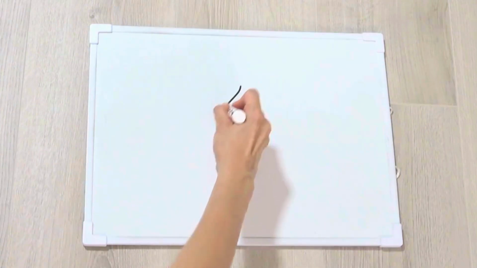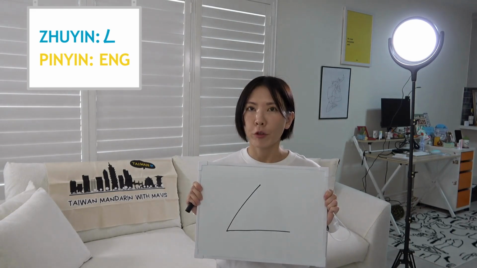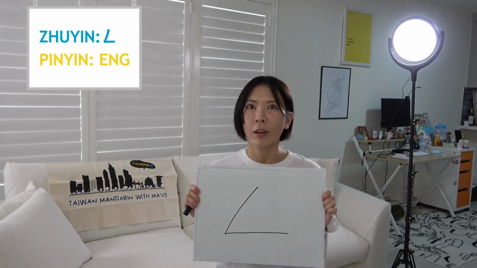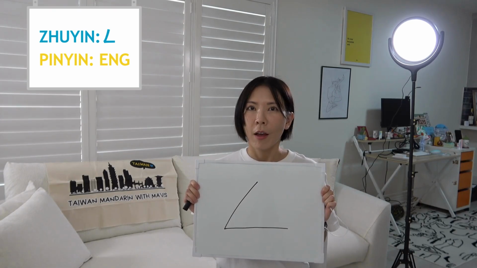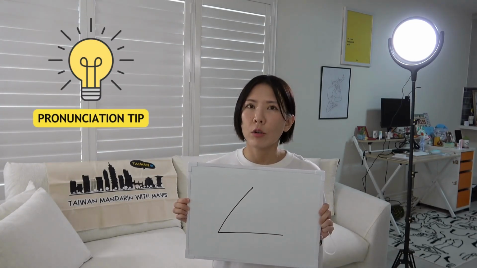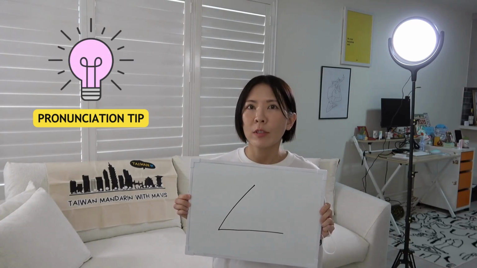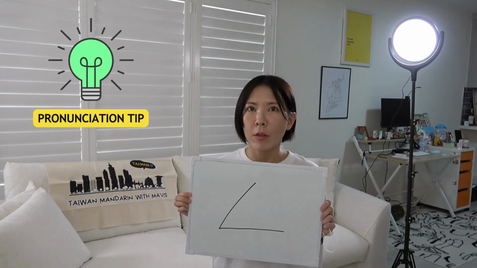The next character is ㄥ. Repeat after me. On. The equivalent will be how you pronounce the symbol ENG in Pinyin, which is also on. This one's a little tricky too. The sound is mostly nasal. Think of the short O sound in the word cost and the NG sound in the word king.